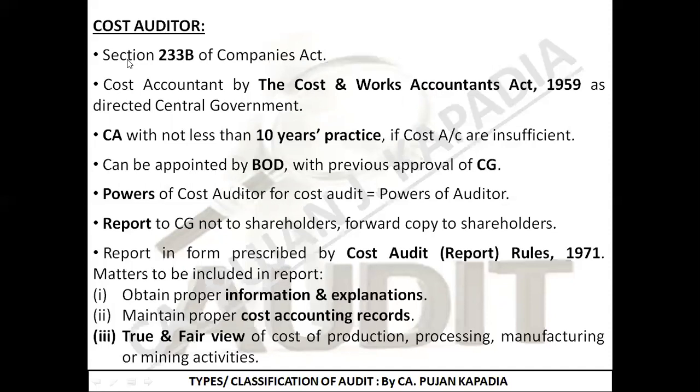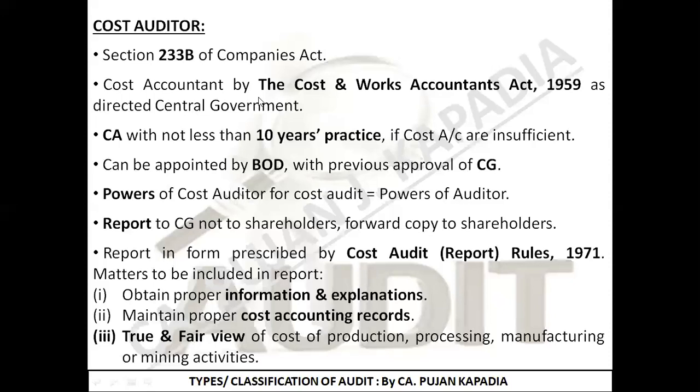These provisions are basically mentioned under section 233B of the Companies Act. So first of all, friends, you are supposed to remember and memorize this particular section. Whenever the cost audit topic comes up in your examination, you are going to start your answer with this section: that as per section 233B of the Companies Act, we are going to study cost audit. Second point is cost accountant, by the Cost and Works Accountant Act 1959 as directed by the central government.